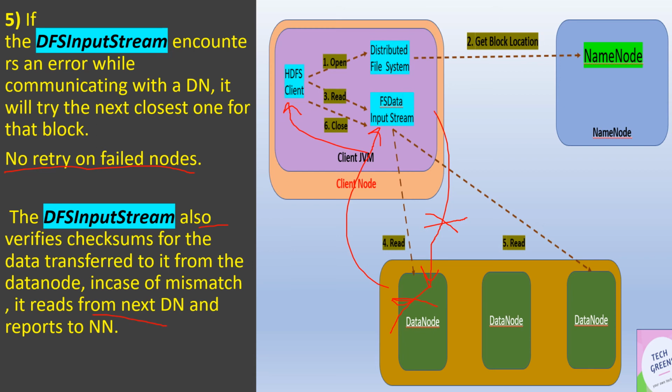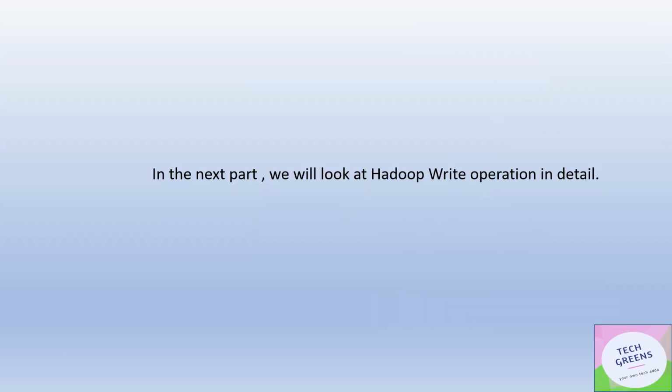So if it finds that the blocks coming from a particular data node where it is connected right now have a checksum that is not getting verified, there is a mismatch, then it will try to connect to the next data node and also report this information back to the name node. So it will inform the name node that a particular data node is not responding. That is also done by the input stream, the DFS input stream.